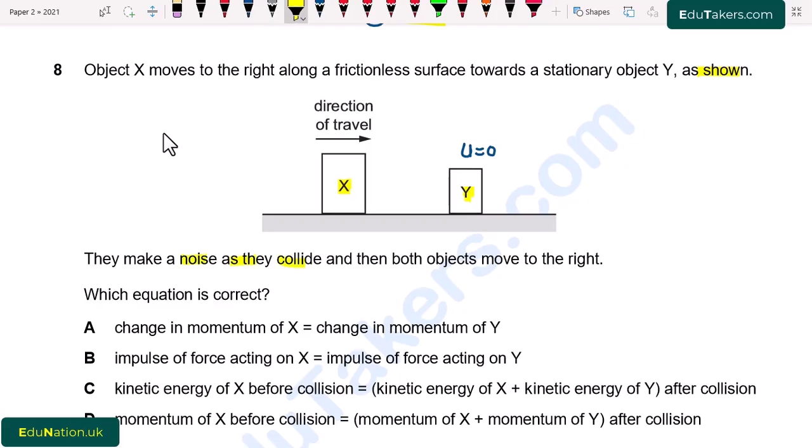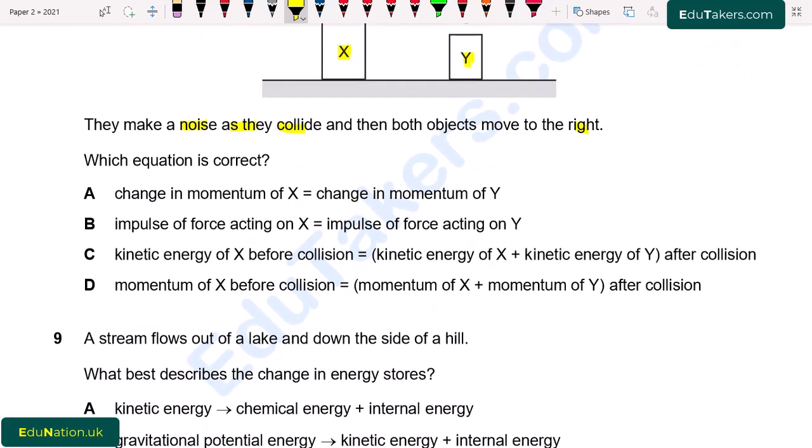They make a noise as they collide. And then both objects move to the right. Which equation is correct? Option A, change in momentum of X is equal to change in momentum of Y. B, impulse of the force acting on X is equal to impulse of the force acting on Y. C, kinetic energy of the X before collision is equal to kinetic energy of the X plus kinetic energy of the Y after collision. D, the momentum of X before collision is equal to momentum of the X plus momentum of the Y after collision.